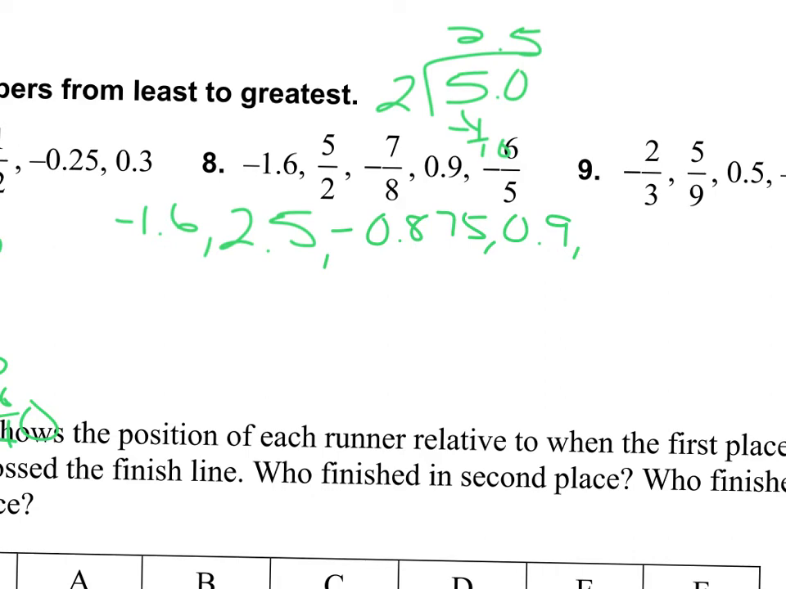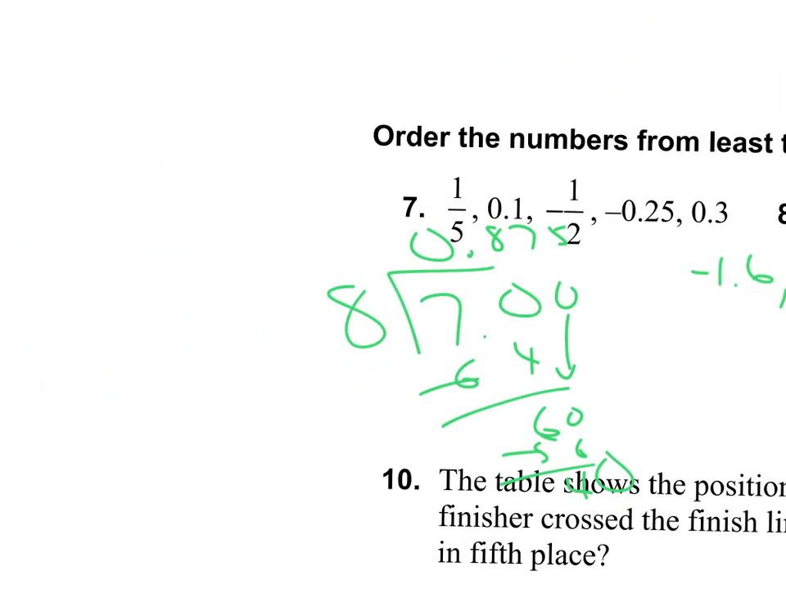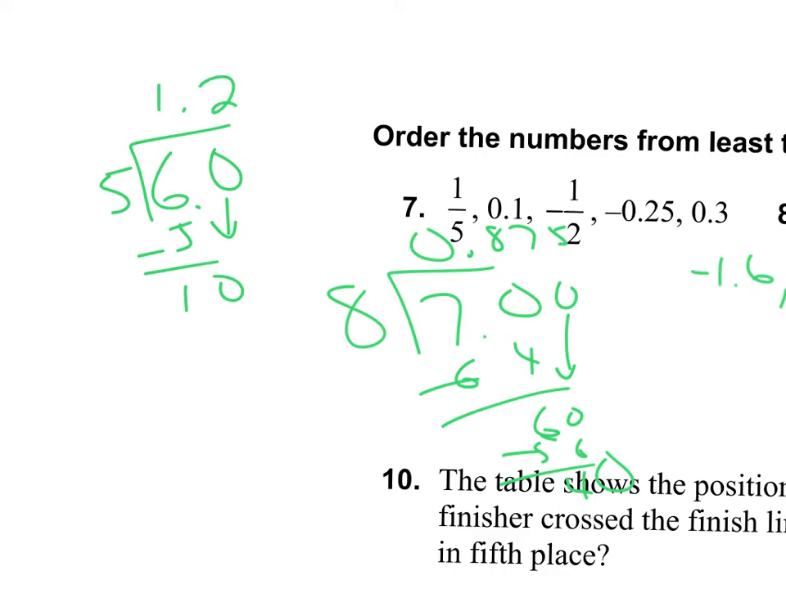And last but not least, 6 divided by 5. So I put that 6 on the inside, the 5 on the outside. 5 goes into 6 one time, we subtract. There's a remainder, so I have to add a decimal, add a 0, drop that 0 down. 5 goes into 10 2 times, so 1.2.